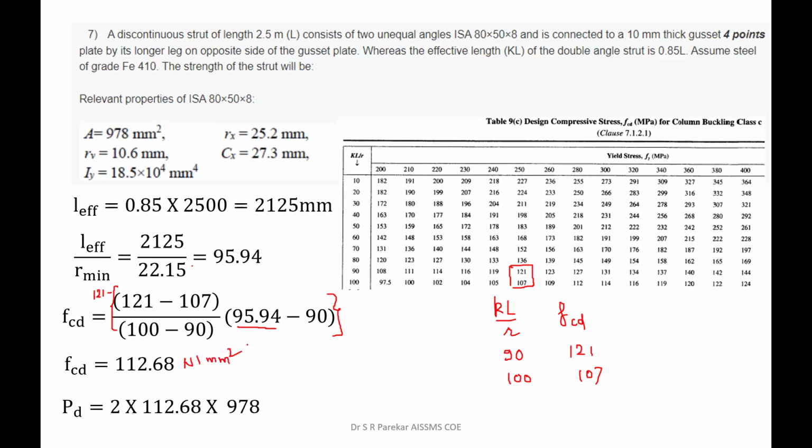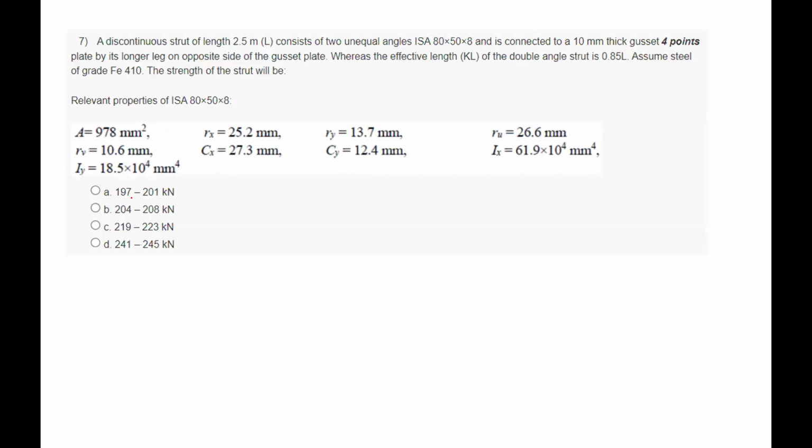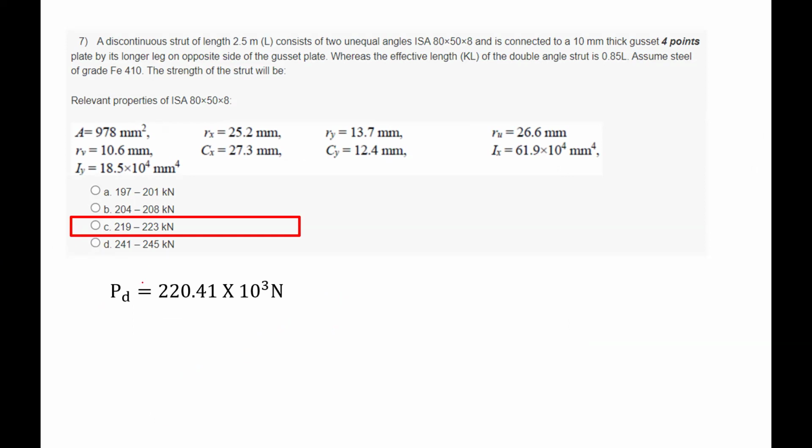And from this we can find PD: 2 into 112.68 into 978, because area is given as 978 mm square, and that will give us 220.41 kilonewton. And 220 is in the portion between 219 to 223. So we have the answer as C.